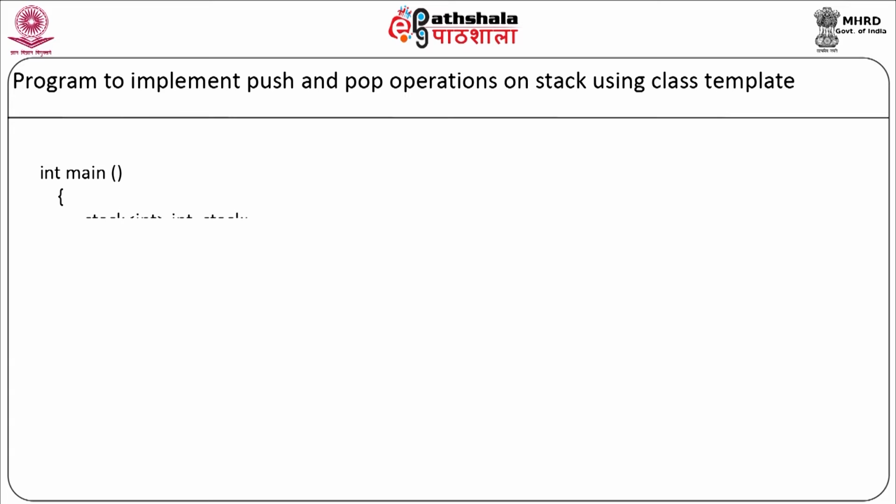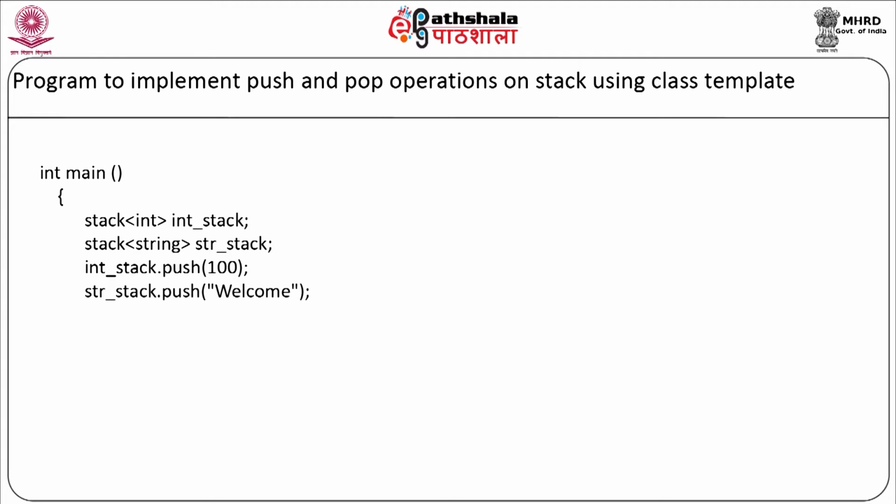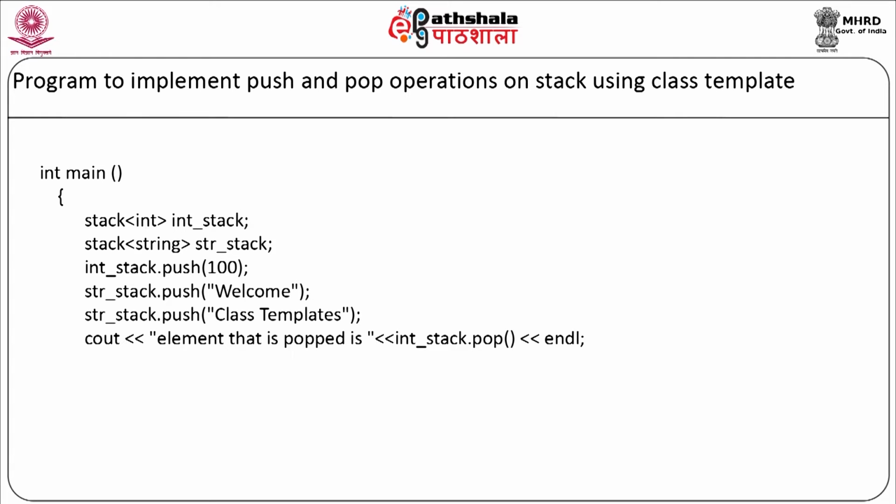int main(), stack<int> integer_stack; stack<string> str_stack. Now we have declared here two stacks, one of type integer and the second of type string. integer_stack.push(100); str_stack.push("welcome"); str_stack.push("class template"). Now cout, element that is popped is integer_stack.pop(). So it is going to pop out the element 100.